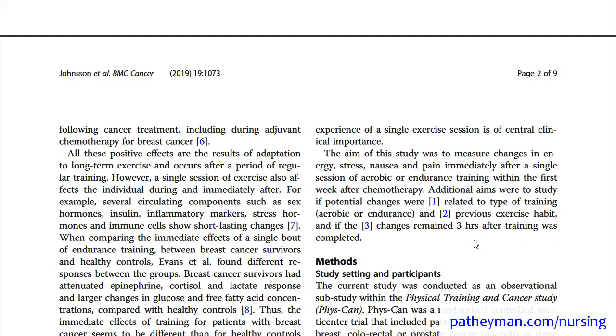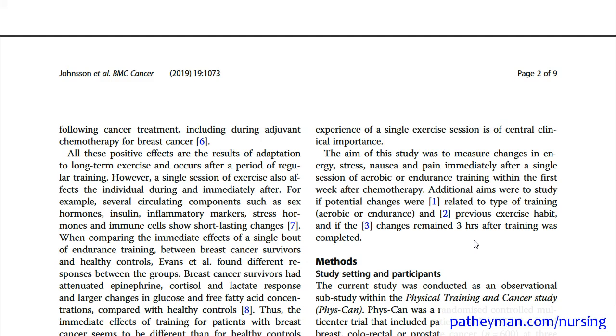Okay, so in terms of the response variables, there seem to be 3 of them: energy, stress, nausea, and pain. I guess that's 4. So what is the relationship of a single session of exercise on energy, stress, nausea, and pain? Now, how do you measure energy? How do you measure stress? How do you measure nausea? And how do you measure pain? Those are questions you're going to have to answer a little bit later on. So those would be your response variables.